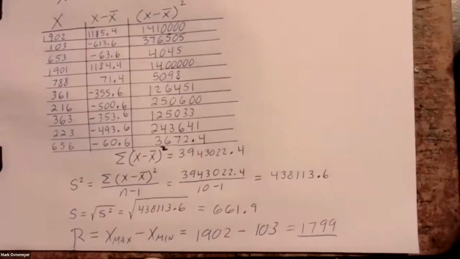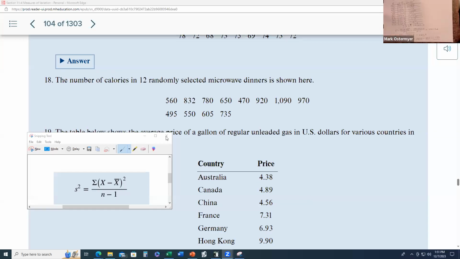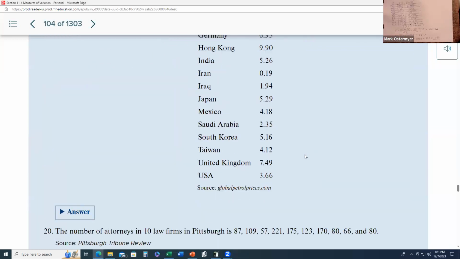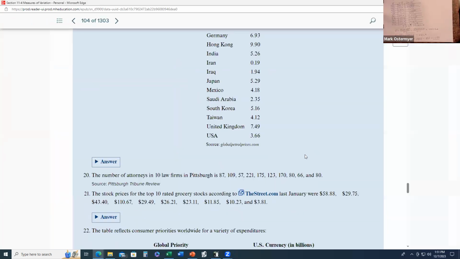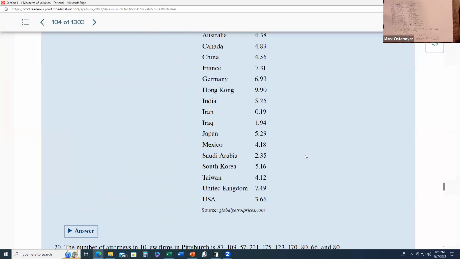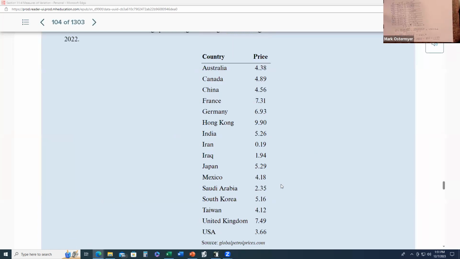Number 19 does give us some data for various countries. What I don't like about this is I can't get it all on one page unless I zoom out a little bit. Can we see all these prices here on one page? I think we can see them all. So just enter all this data into list one, and then use your one var stats function to compute the standard deviation of these gas prices.